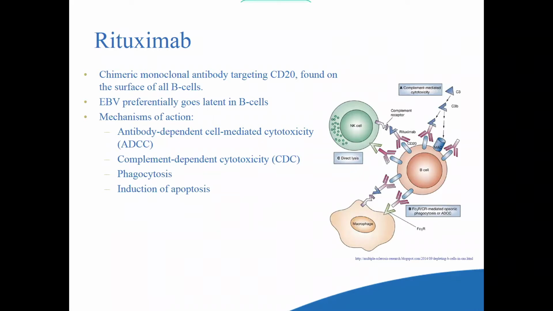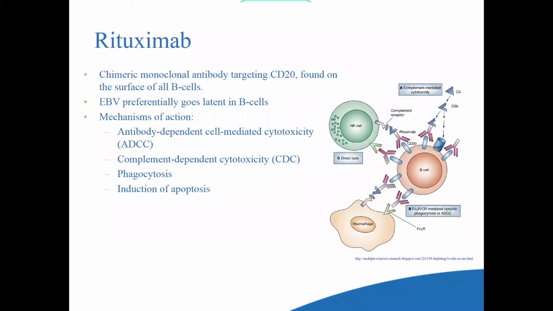So the idea here is that, as you all know, rituximab is a monoclonal antibody that targets CD20, which is found on the surface of all B cells. EBV lies latent in B cells, and rituximab, by binding to the CD20 receptor, results in antibody-dependent cell-mediated cytotoxicity, as well as complement-dependent cytotoxicity, leading to phagocytosis and induction of apoptosis of B cells.